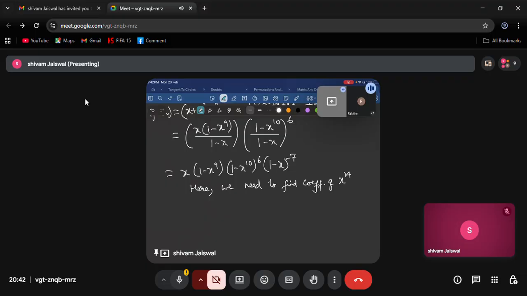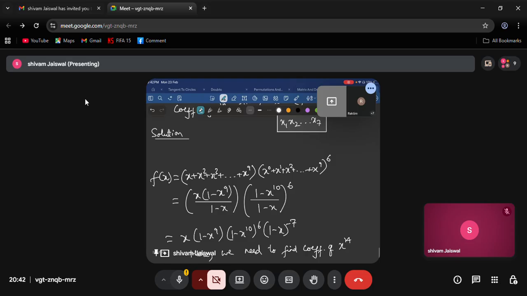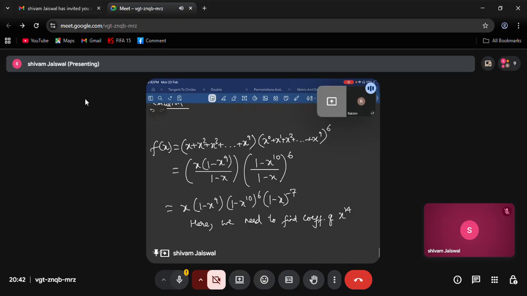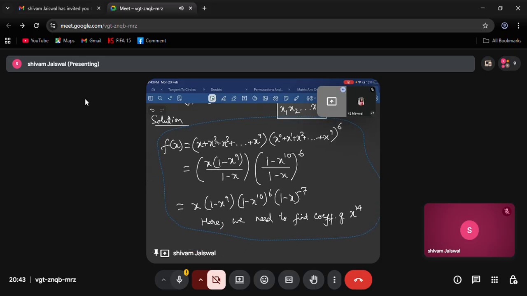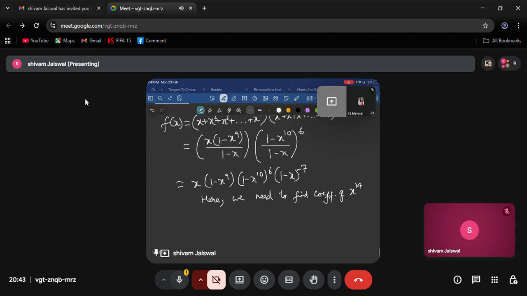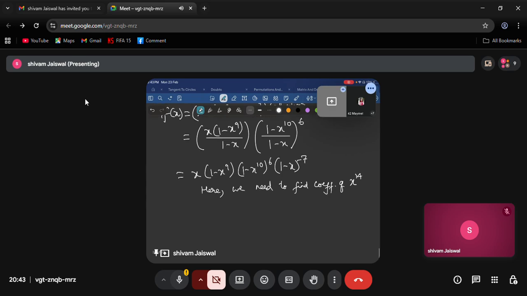Memel, can you tell me why we need to find out the coefficient of x power 14 only? Why not something else? Memel, are you there? Yes, sir, I'm thinking. Because the sum of the digits is 14. Exactly, because the sum of the digits has to be 14. So we need to find out in how many ways 14 is formed. Are you getting, Memel? Yes, sir. Anandit, are you getting all of these? Yes, sir.